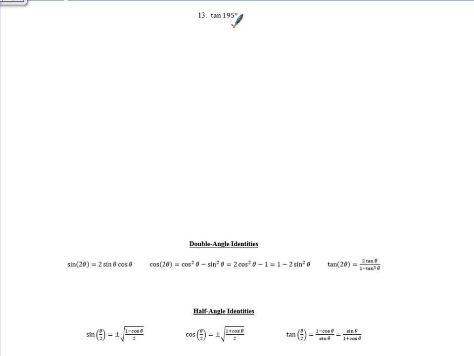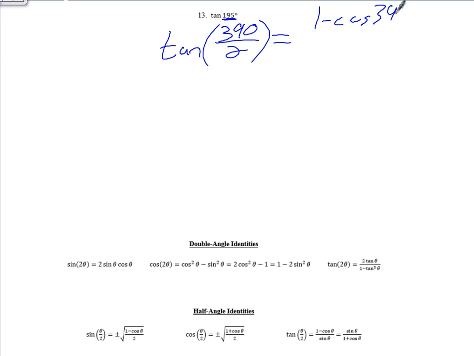But if we look at this, what we want to solve using a half angle identity. So what we want to do is multiply this by 2, and we'd get the tangent of, let's see, 390 degrees. So 390 over 2. And that may seem a little tricky because we can plug this into our identity, 1 minus cosine of 390 over sine of 390. So you think, okay, wait a second, 390 is more than 360.